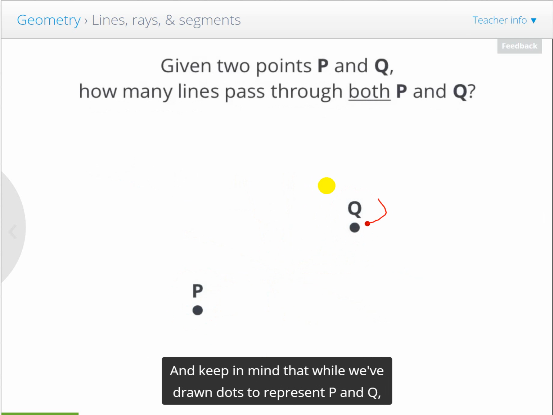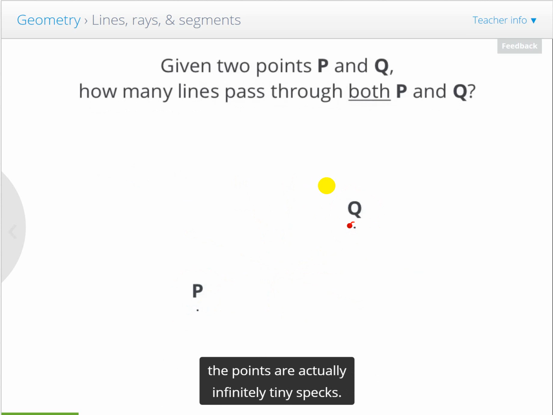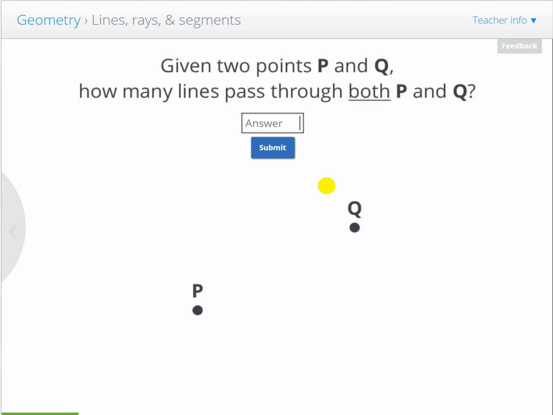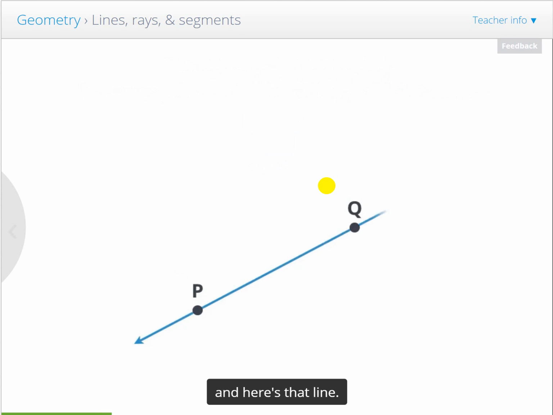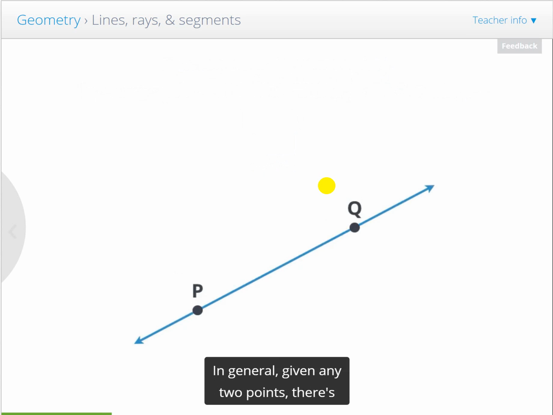And keep in mind that while we've drawn dots to represent P and Q, the points are actually infinitely tiny specks. So how many lines pass through both P and Q? Exactly, there's only one line that passes through both of these points, and here's that line. In general, given any 2 points, there's only one line that passes through both of them.